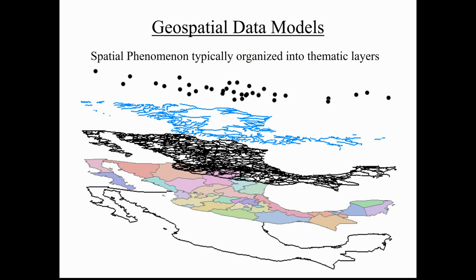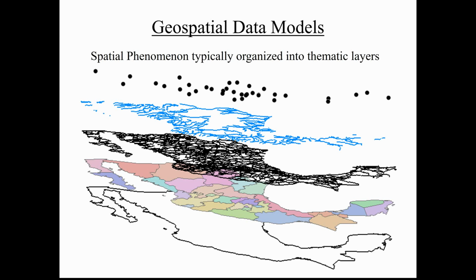Now that we know that we could store representations of discrete and continuous spatial phenomena in geospatial data models, we should consider how we organize them. Typically, spatial phenomena are organized into separate geospatial data models by theme. Separating our models of reality will provide us with many benefits when it comes to querying and analysis.